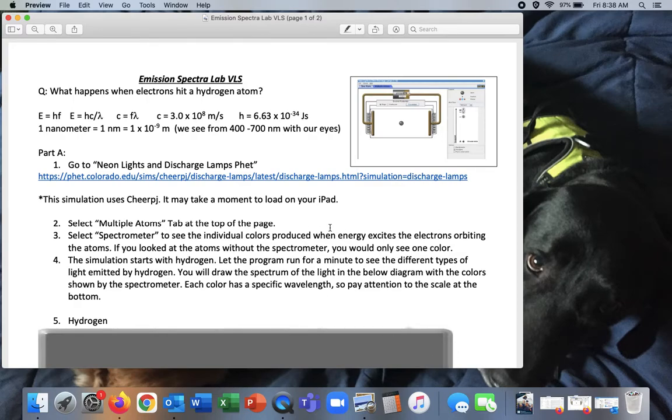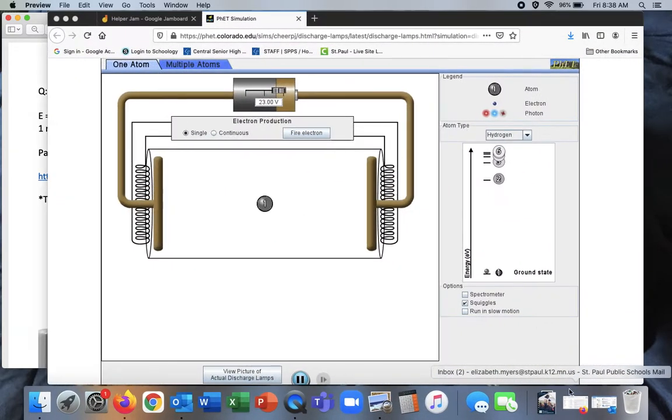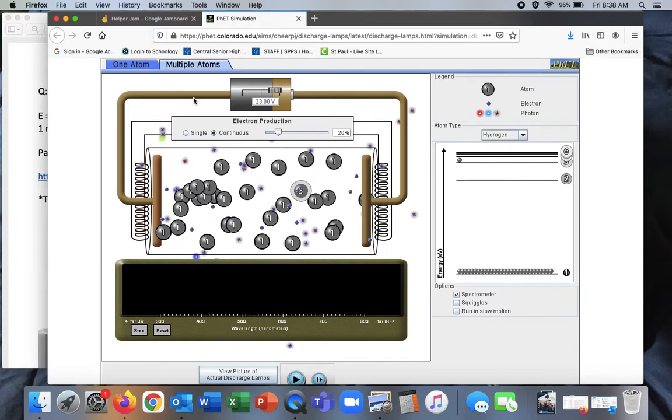Now, in this particular case, we didn't have an easy simulation to use. We're using a Shear PJ. It takes a moment to load on your computer, so when you click the link or type it in and get to the page, it will take a moment for this simulation to show up. According to the instructions, we're going to go to multiple atoms. And so in this particular case, we have a lot of atoms of hydrogen. So I'm going to push play.